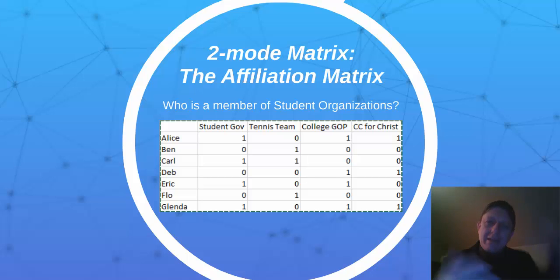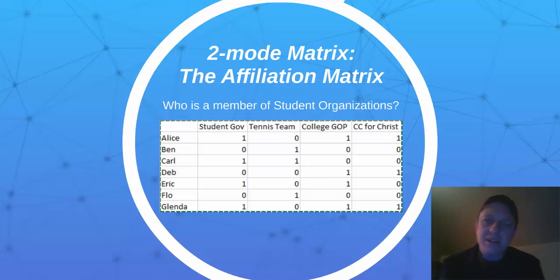If the rows and the columns are different, what do these ones and zeros mean now? It's not about relationships between nodes. It is whether or not a node is affiliated with a student organization. Let's get very explicit here. If you take a look at the row for Alice and you run across, you'll notice that there's a 1 for Alice and student government. That means Alice is a member of the student government.